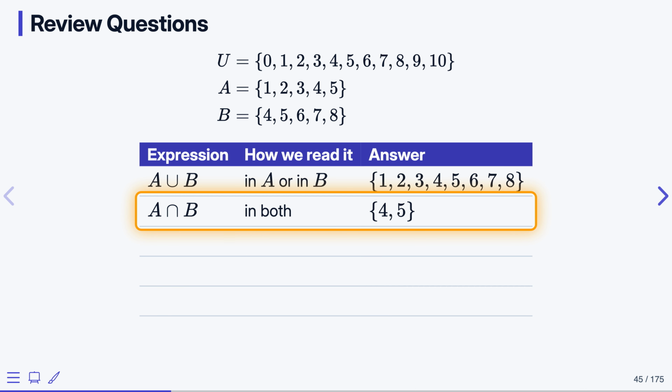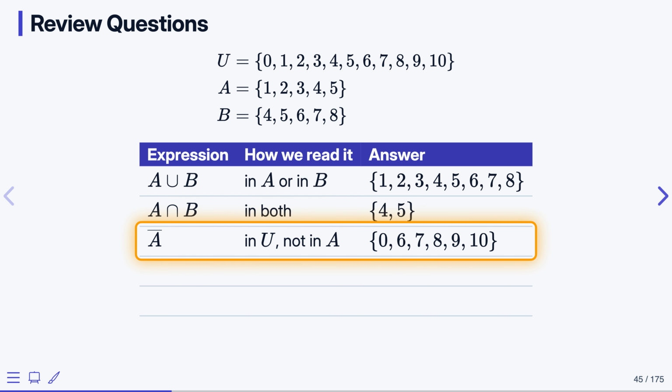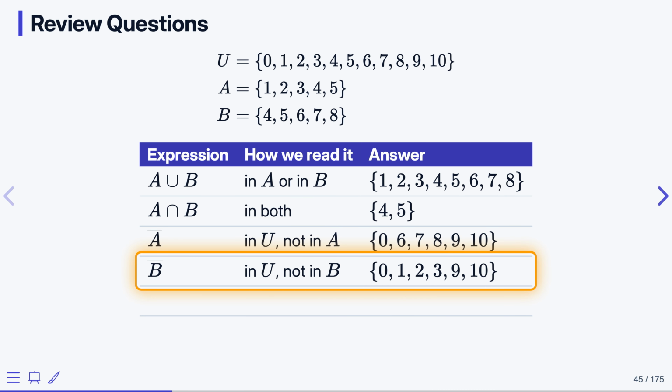Line 2. A intersect B means in both. Only 4 and 5 appear in both, so the answer is 4 and 5. Line 3. A bar means in U but not in A. Cross out 1 through 5. What is left is 0, 6, 7, 8, 9, and 10. Line 4. B bar means in U but not in B. Cross out 4 through 8. What is left is 0, 1, 2, 3, 9, and 10.